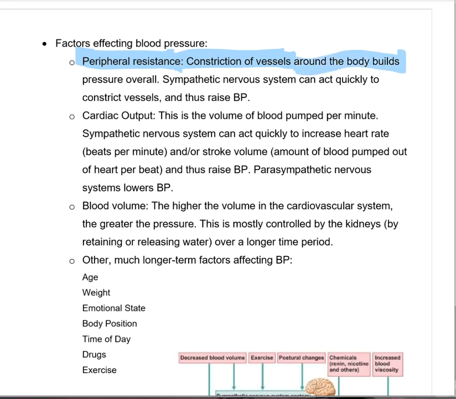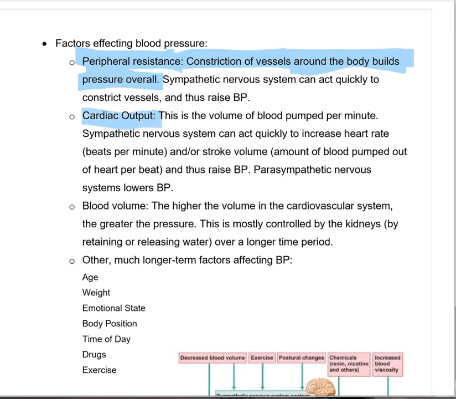And so this builds pressure overall. Our sympathetic nervous system can actually quickly constrict vessels and raise blood pressure. Remember, sympathetic is our fight or flight one. So if we need to get a high blood pressure for some reason, to fight off something, run away from something, our sympathetic nervous system can help.